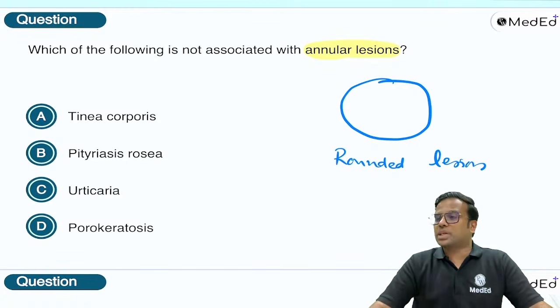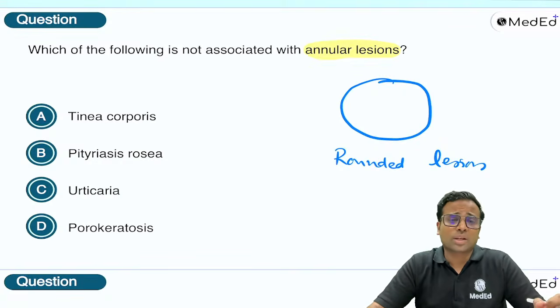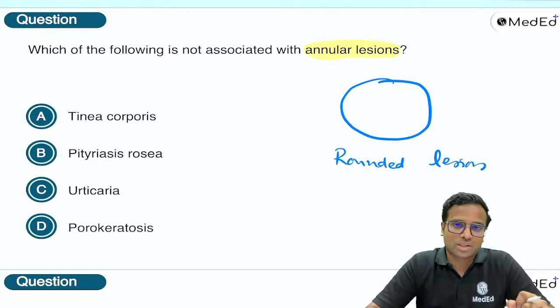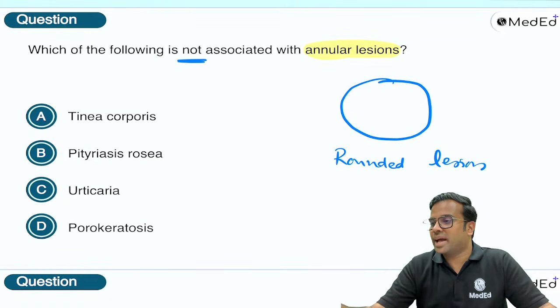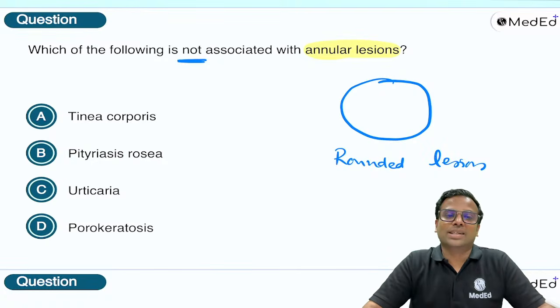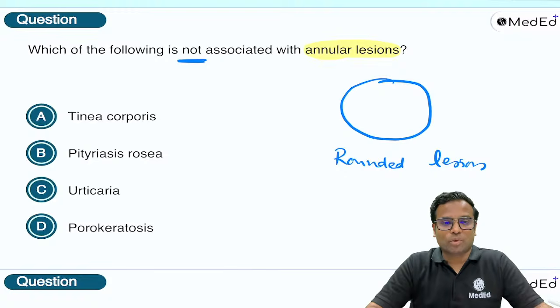Now let's see the options. The first option is Tinea corporis. The second one is Pityriasis rosea. Third one is urticaria, and the last one is porokeratosis. So what is not associated is the question. Can anybody answer in the chat box? One of the answers that I can see is option D, that is porokeratosis. So does everyone agree with the comment? Is it option D or something else?